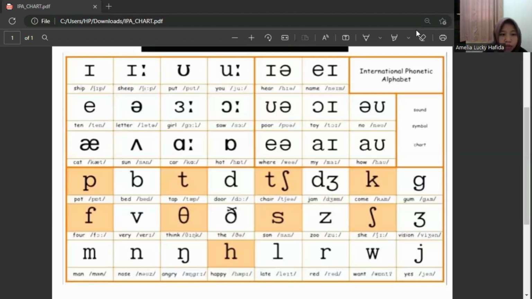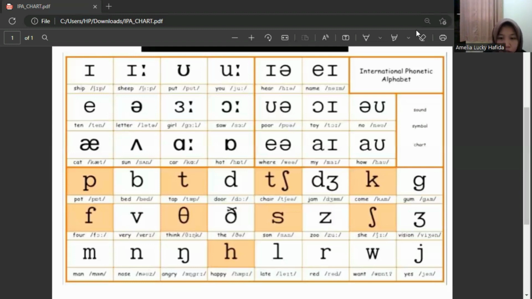Next is nasal m. For example, man, man, man. Next is nasal n. For example, nose, nose, nose. Next is nasal ng. For example, angry, angry, angry. Next is h sound. For example, happy, happy, happy.